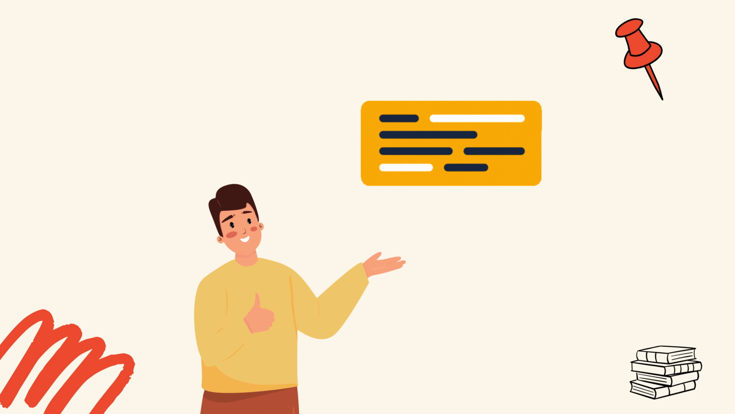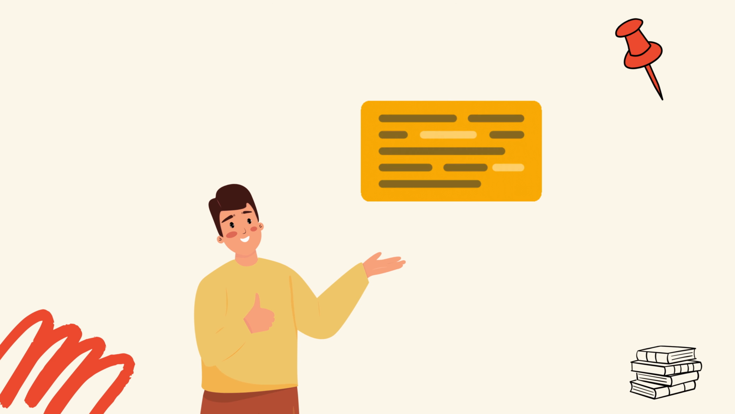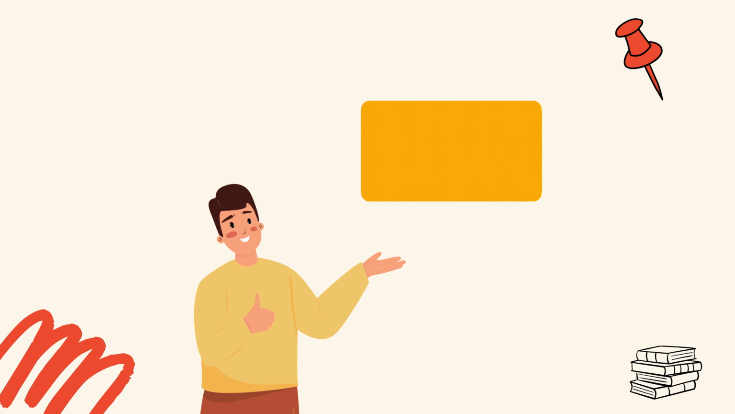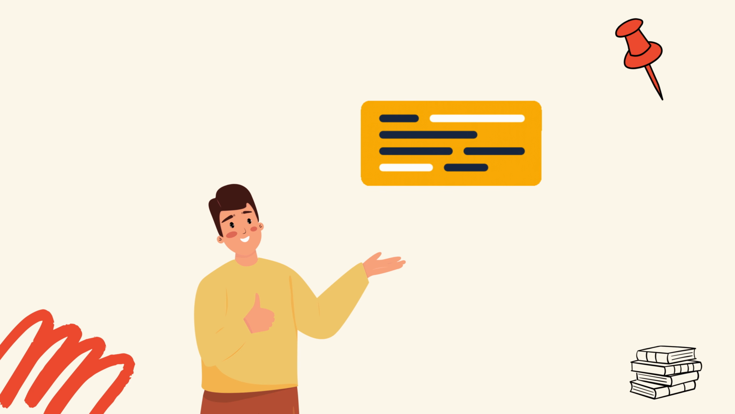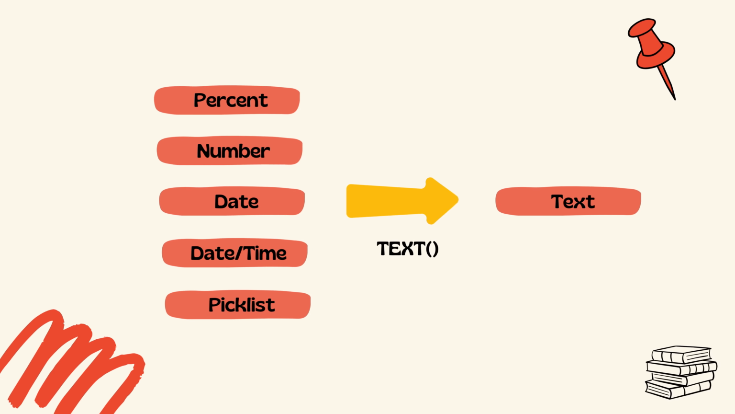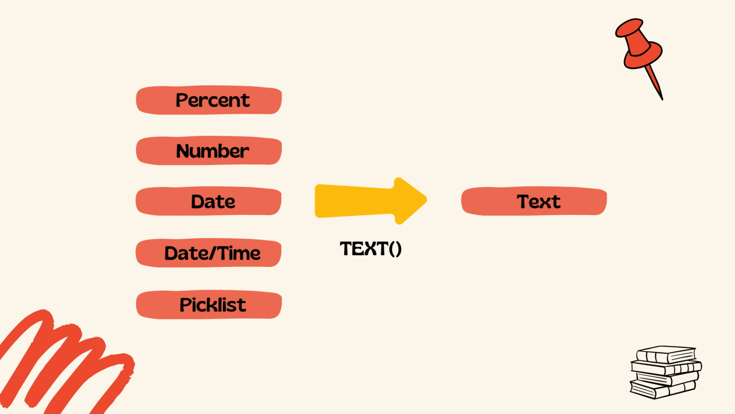Sometimes the simplest way to make information in your organization readable is to present it as text. Formulas that use the text return type can do wonders, whether it's concatenating text values, converting numbers and dates to text, or displaying text conditionally. TEXT converts a percent, number, date, time, picklist, or currency field into text. TEXT returns output without any formatting, commas, or currency signs.